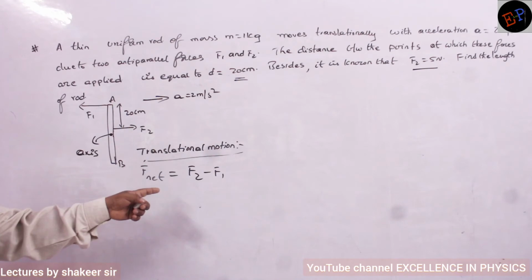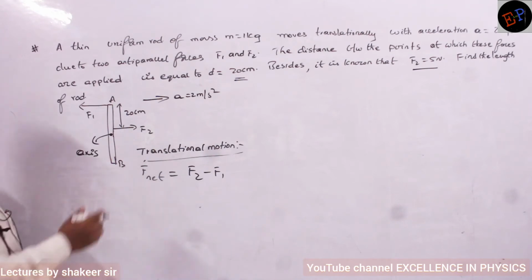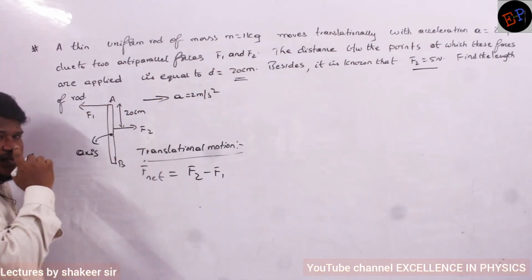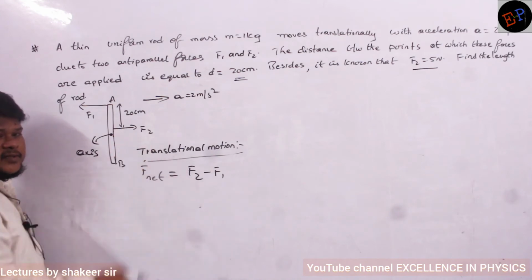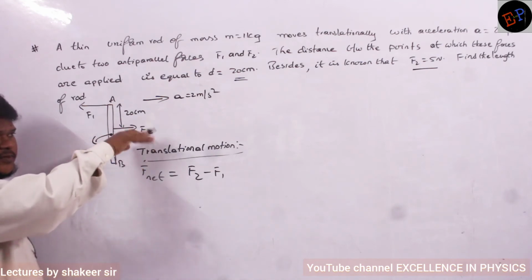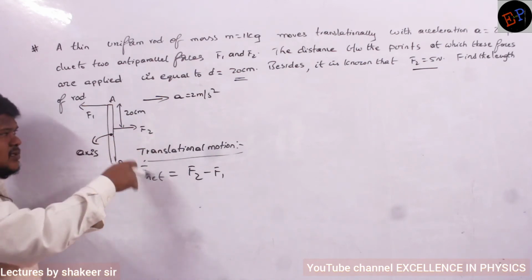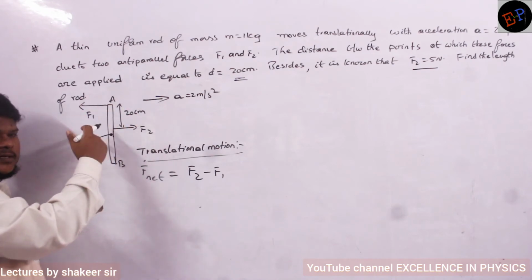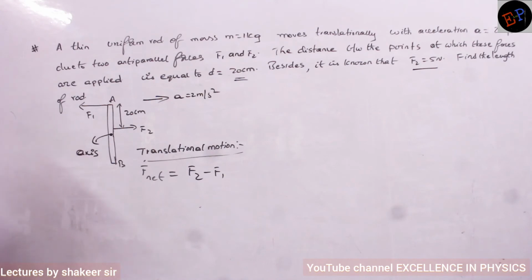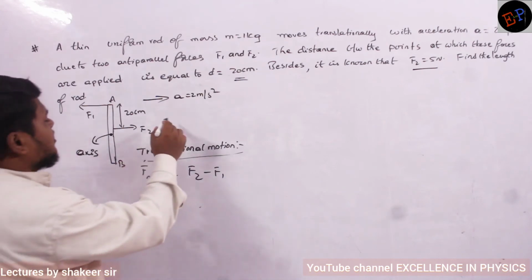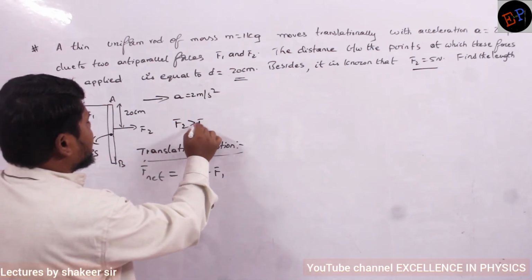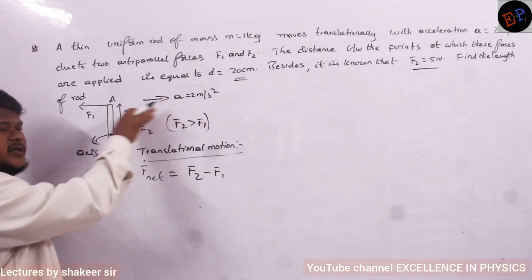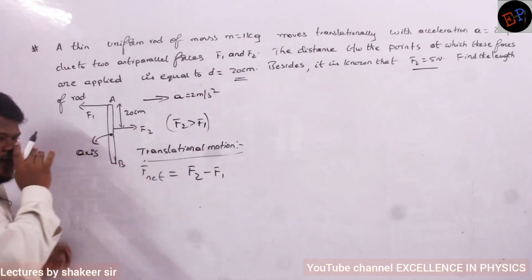But is the rod rotating? No. It means definitely F2 is greater than F1. So the torques are getting cancelled with each other. One force is producing clockwise torque, another force is producing anti-clockwise torque. So clockwise and anti-clockwise should get cancelled with each other. It is possible only when F2 is greater than F1. So that is why I have taken acceleration to be in this direction.